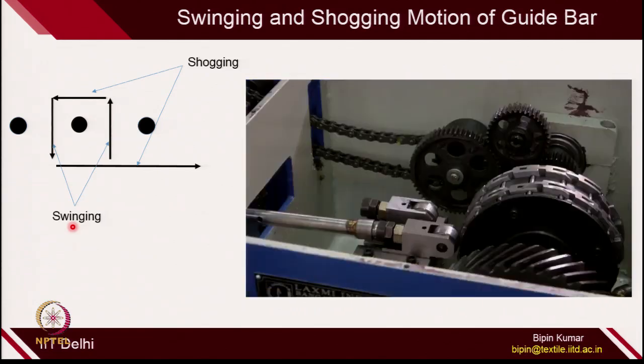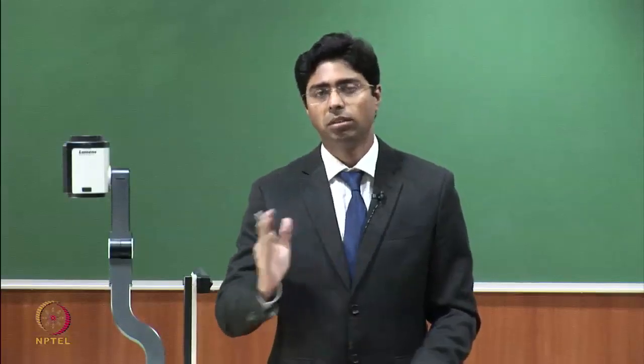Whenever swinging is happening, there is no lateral shift, because if the lateral shift is there, then the guide bar can hit the needle, and whenever sagging motion is happening, there is no swinging, because in that case also it can hit the needle. So, swinging motion and sagging motion are done in an intermittent fashion to achieve the loop formation in warp knit fabrics.